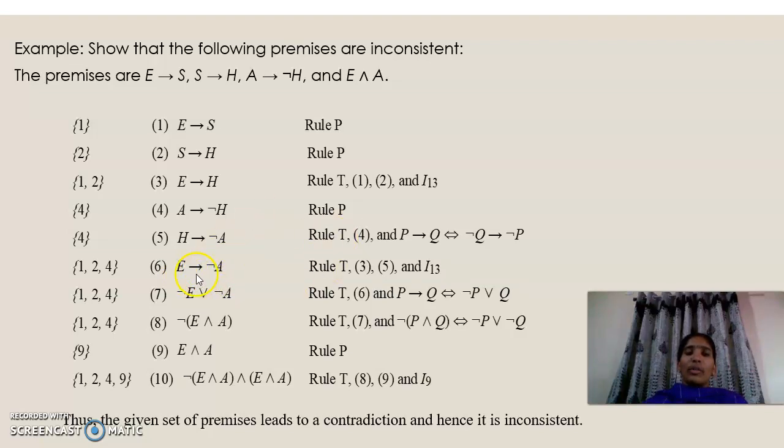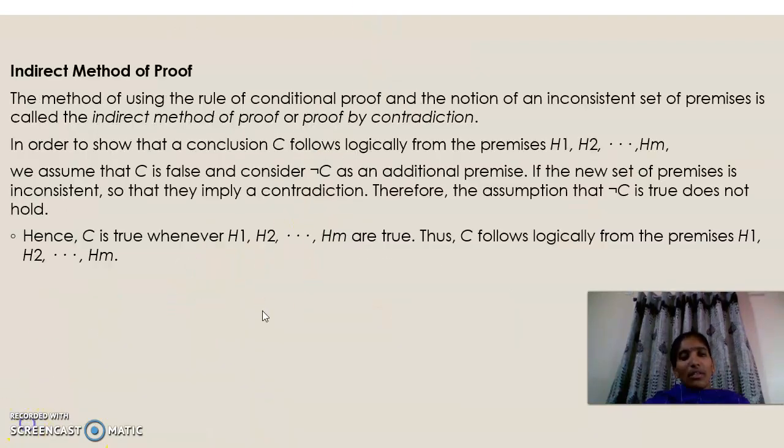So here you have to remove the conditional statement: negation E or negation A. You have to take the common, negation of E and A. So another premise we have is E and A. Then you have to write down here E and A and negation of E and A. So this will be treated as P, and this will be treated as negation P. P and negation P is equivalent to false. So the given premises are inconsistent. That is nothing but it shows the contradiction.